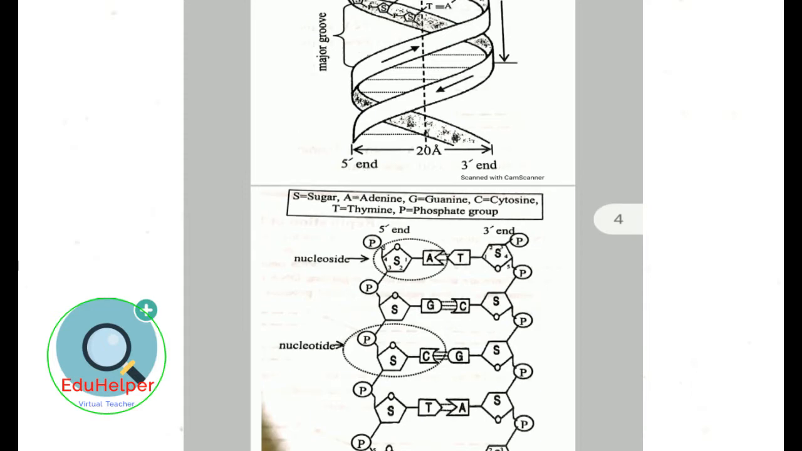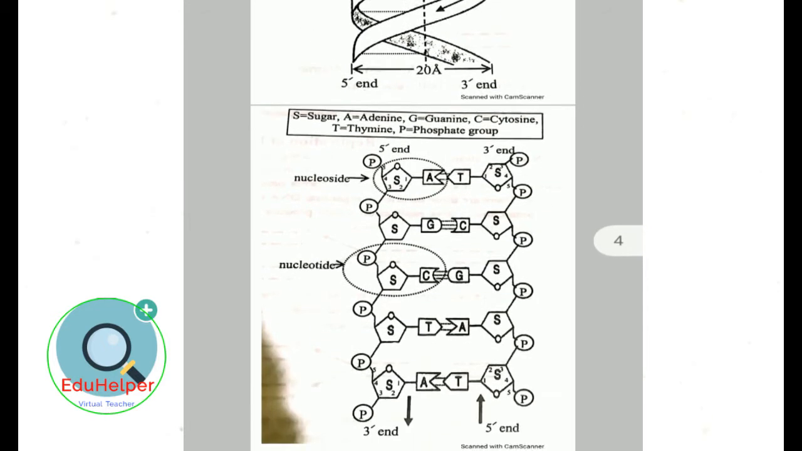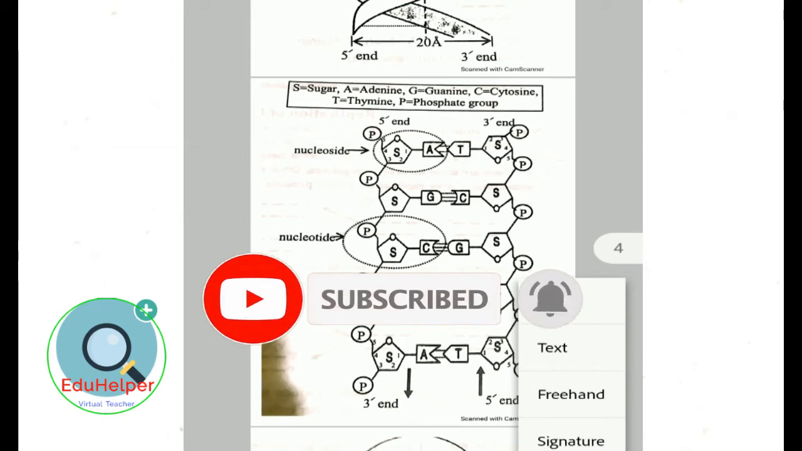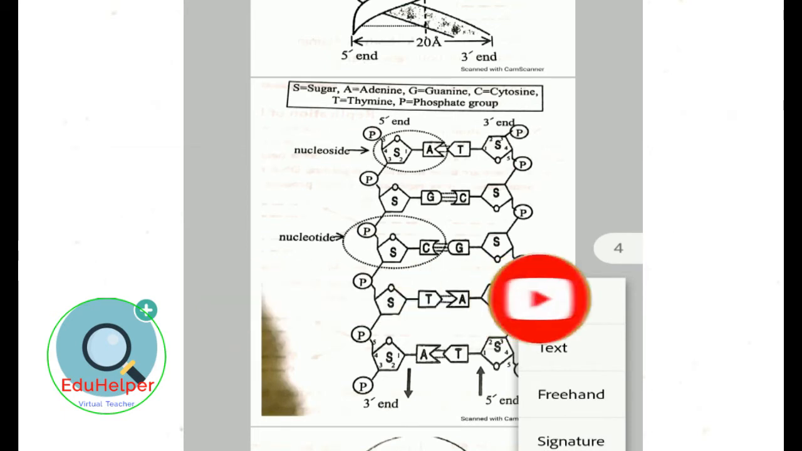The backbone of each strand consists of alternating deoxyribose and phosphate groups. The phosphate group bonded to the 5-carbon atom of one deoxyribose is covalently bonded to the 3-carbon of the next. The two strands are antiparallel, that is, one strand runs 5 to 3 carbon while the other runs 3 to 5 carbon.